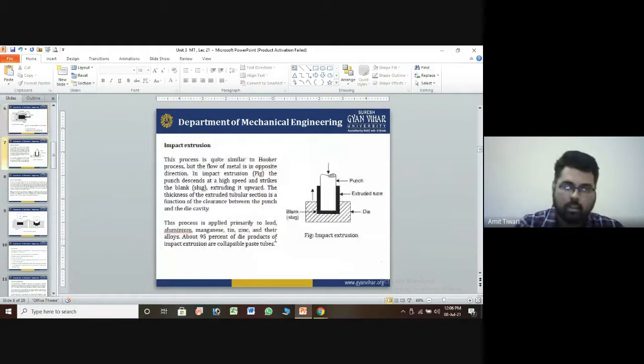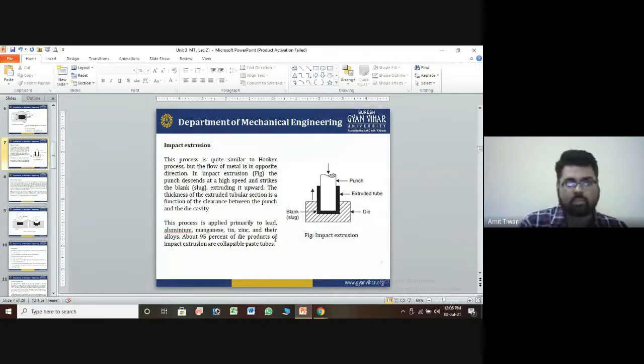The second one is impact extrusion. Impact extrusion is basically a process quite similar to the Hooker process. If you understand the Hooker process and impact extrusion, both are almost similar, but the flow of metal is in the opposite direction. In impact extrusion, the direction of flow of metal is opposite to that of the Hooker process.